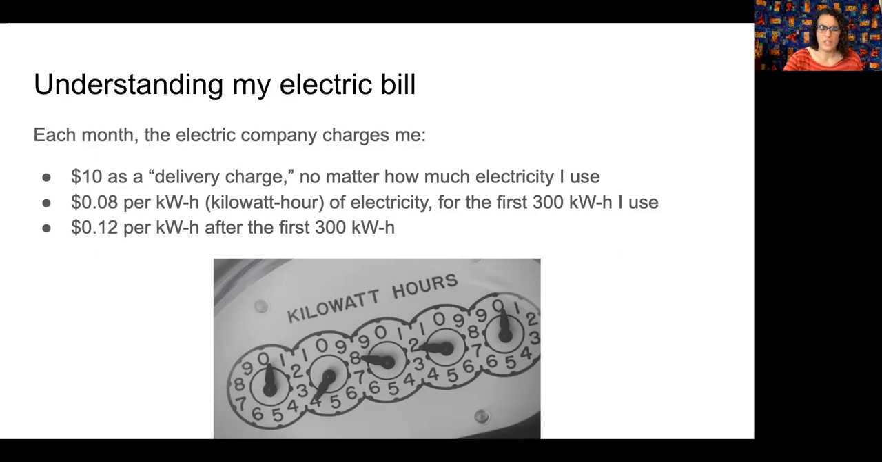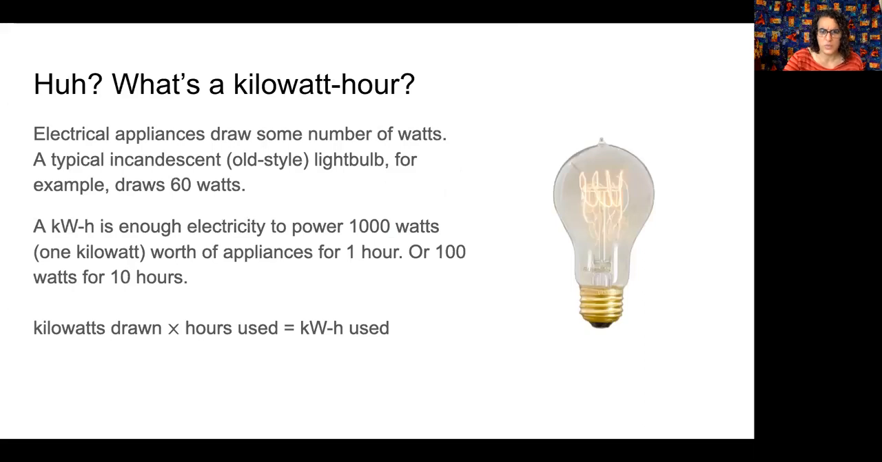But before we try to understand this, we're going to take a little bit of a digression, because what's a kilowatt hour? So here's the idea. Electrical appliances draw some number of watts. A typical incandescent light bulb draws 60 watts. So a kilowatt hour is enough electricity to power 1,000 watts, that's a kilowatt, for 1 hour. Or it could be 100 watts for 10 hours. If you take the number of kilowatts drawn, times the number of hours that you're using those appliances, you get the number of kilowatt hours used.